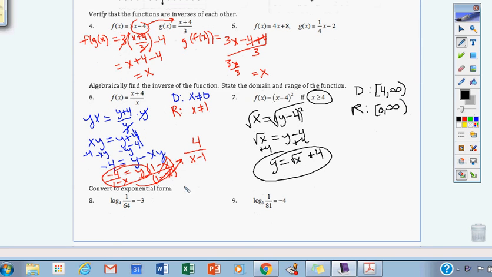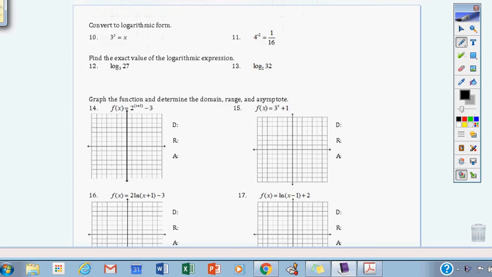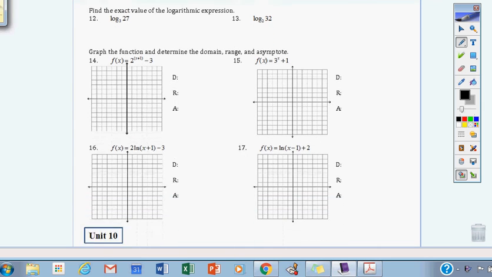Okay, convert to exponential form. This we've been working on a lot, so I'll just do that real quick. 4 to the negative third equals 1 over 64. And likewise, 3 to the negative fourth equals 1 over 81. You should be pretty comfy with doing that by now. Blast to the past here. Sorry, I'm not ready to graph yet.